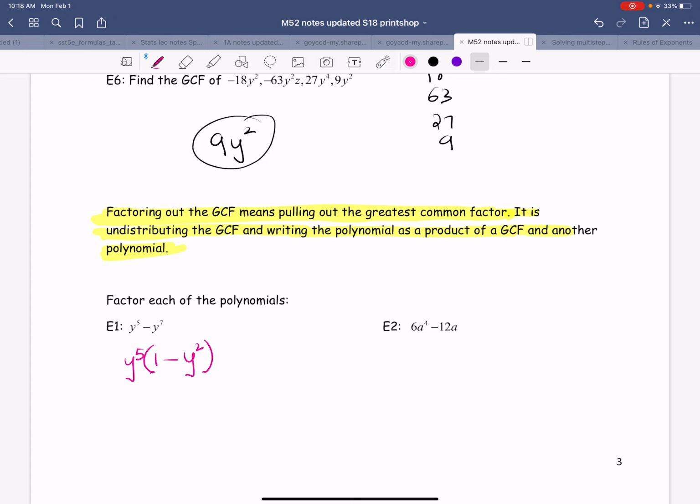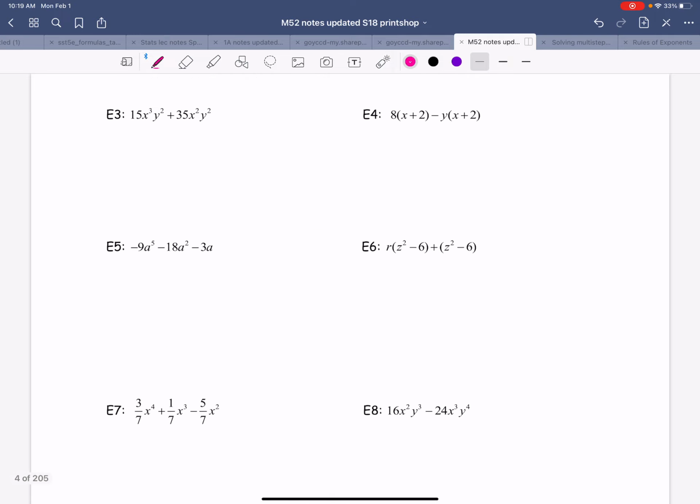Okay, next we have, for example, number 2, 6a to the 4th minus 12a, which gives you 6a as my GCF. You can write them separate and go ahead and do the work to find the GCF here. But I already can see that 6a is the greatest common factor. 6a times what gives me 6a to the 4th will be a to the 3rd. 6a times what gives me 12a, that would be 2. So 6 times a to the 3rd power minus 2.